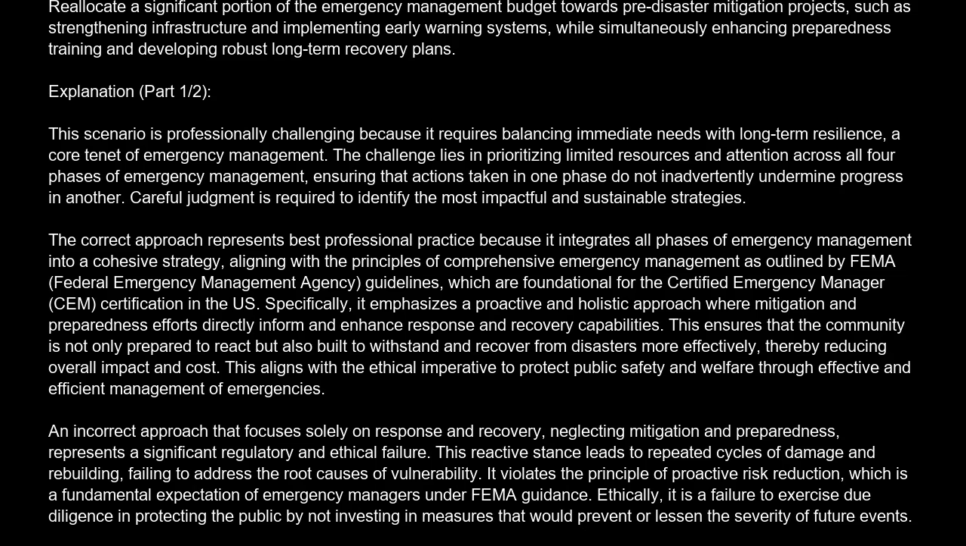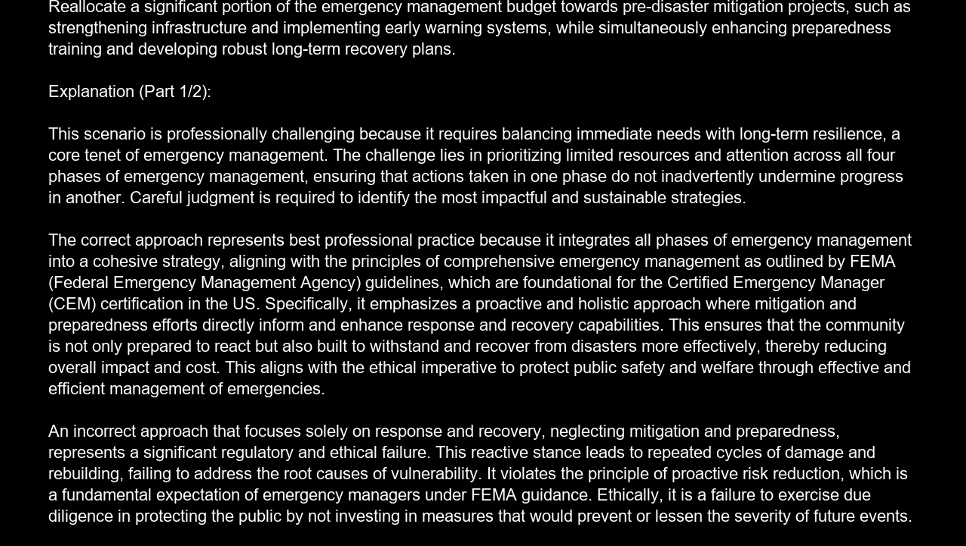The correct answer is C. Reallocate a significant portion of the emergency management budget towards pre-disaster mitigation projects, such as strengthening infrastructure and implementing early warning systems, while simultaneously enhancing preparedness training and developing robust long-term recovery plans.